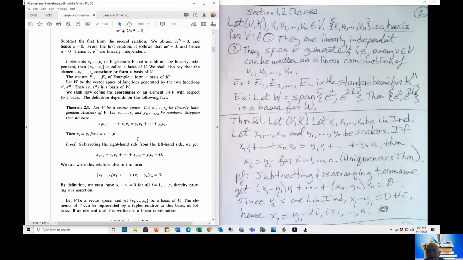Standard basis. So the E sub i's, E1 through En, are always a basis for Kn. And it's the normal, usual basis that we're used to working with in Kn.